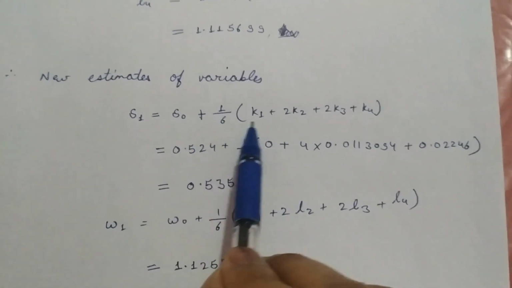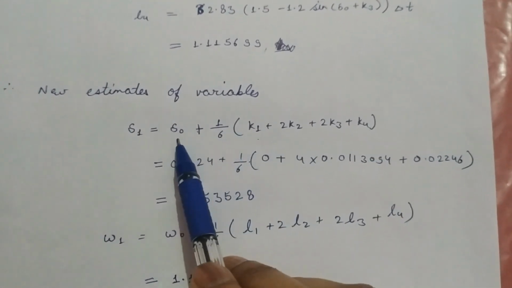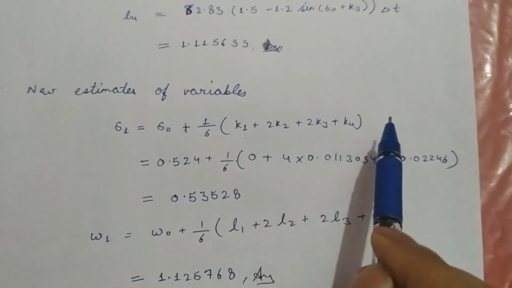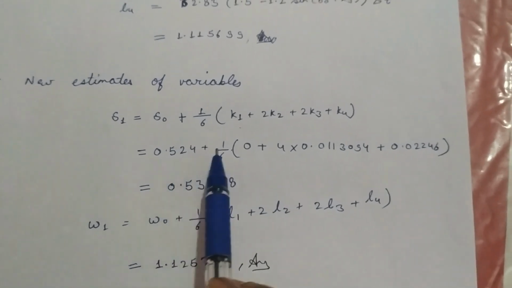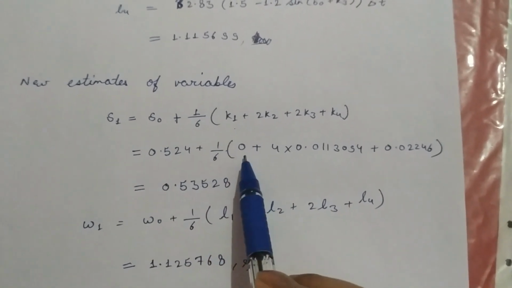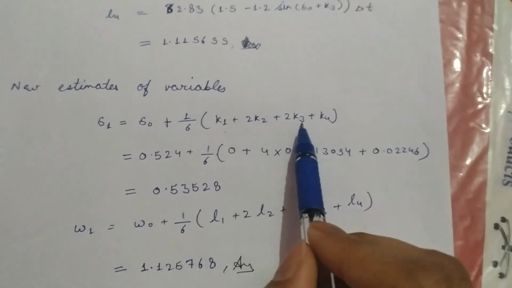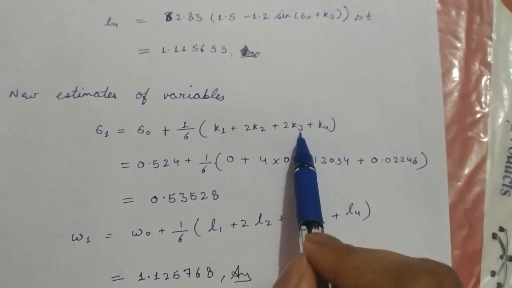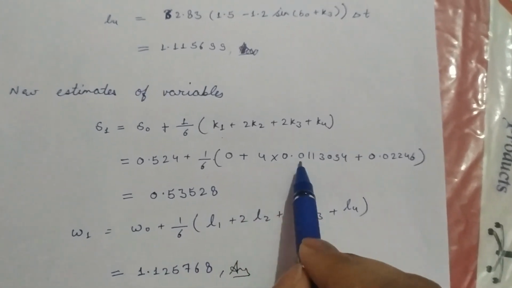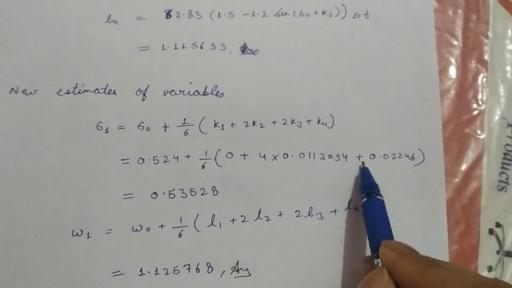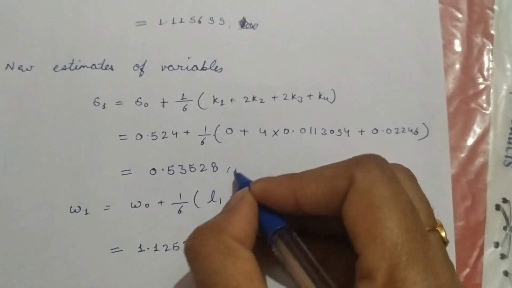naught plus 1 by 6 into K1 plus 2 K2 plus 2 K3 plus K4. If we put the value of del naught, K1, K2, K3, K4 and solve this equation, we get the value of del 1. So it would be equal to 0.524 plus 1 by 6, as K1 is equal to 0, so 0 plus 4 into 0.0113094, as K2 and K3 were equal, so we can keep the value 4 into K2. So we have 0 plus 4 into 0.0113094 plus 0.02246.